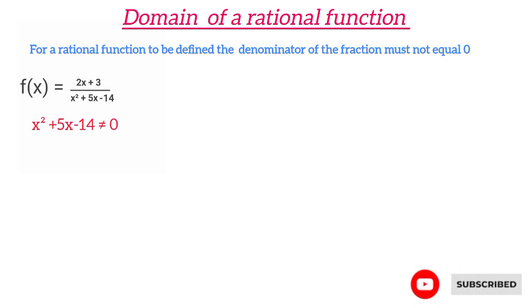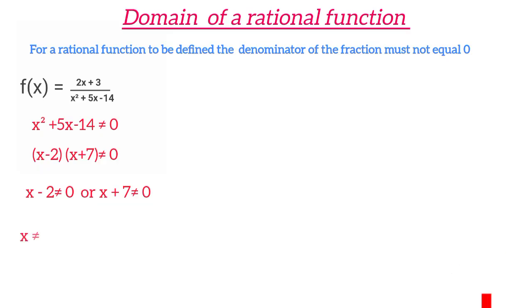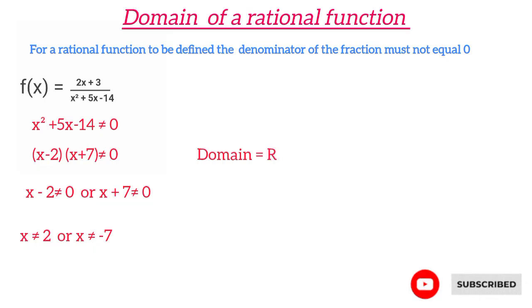Factorizing this expression, we have x minus 2 bracket x plus 7 cannot equal 0. And this becomes x minus 2 cannot equal 0, x plus 7 cannot equal 0, and this becomes x cannot equal 2, or x cannot equal minus 7. The domain of this function is all real numbers except 2 and minus 7.